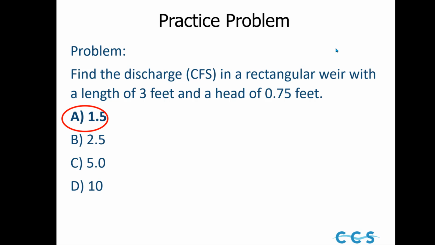If we look at the answers given for the problem, we get 1.5, 2.5, 5.0, and 10. I just want to point out that for basically all of the FE problems, you're not always going to have the exact answer available. Sometimes the answer is pretty close, and you just need to deduce which answer they want. When they're asking about the minimum required, sometimes you're going to need to aim for the higher value. But if you're more than 10 to 20% off of the value you got, you might not want to pick the closest value. You may actually have a problem in your calculation. So just keep that in mind. But for this problem, our answer is A, 1.5 CFS.